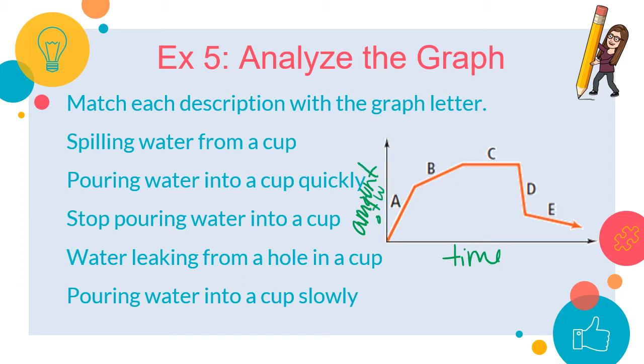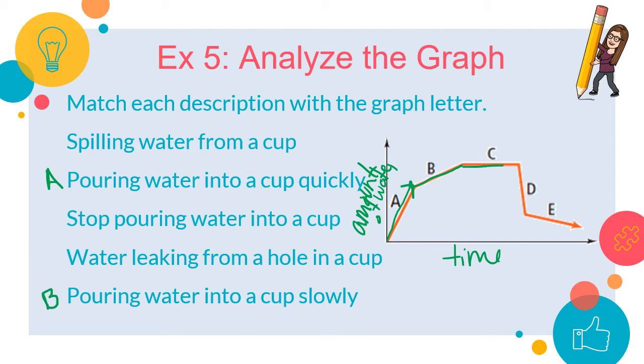So I'm starting with 0 water in my cup, and then it increases quickly. So if it's increasing quickly, I'm probably pouring water in quickly. So that would be my A. Now there's still water increasing, it's just at a slower rate. So I'm pouring water into the cup slowly because I don't want it to overfill.